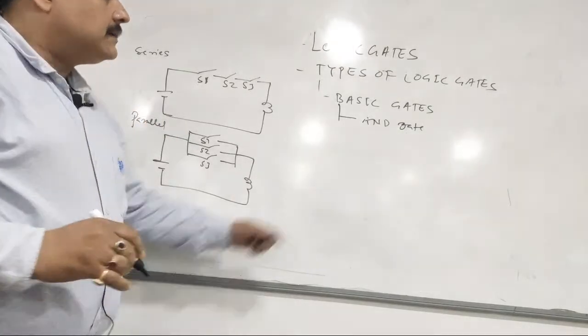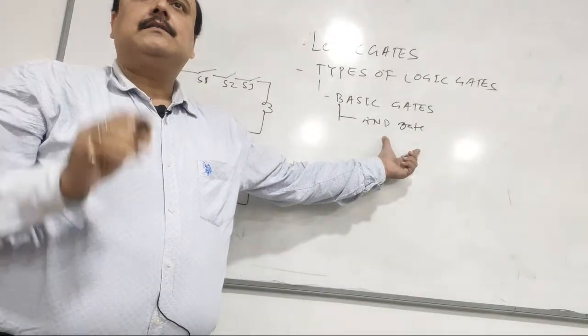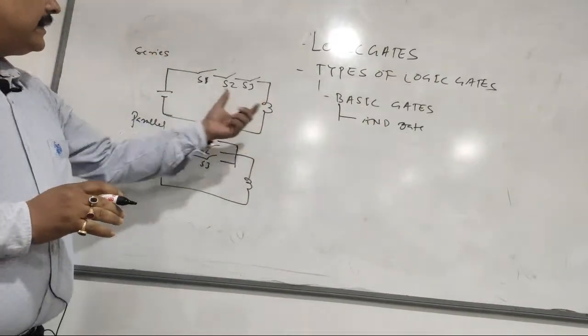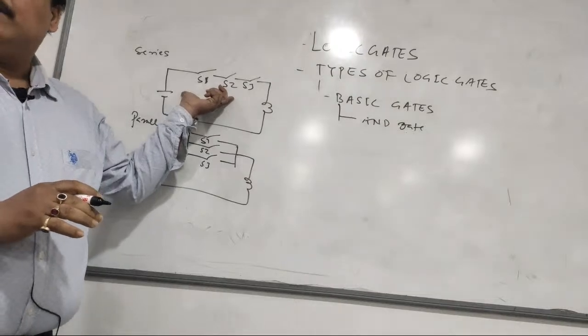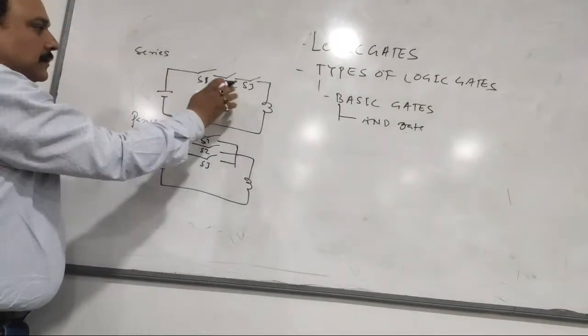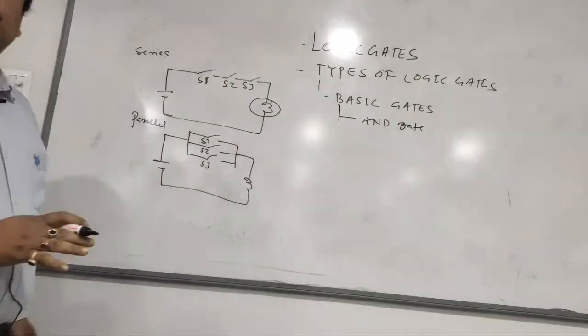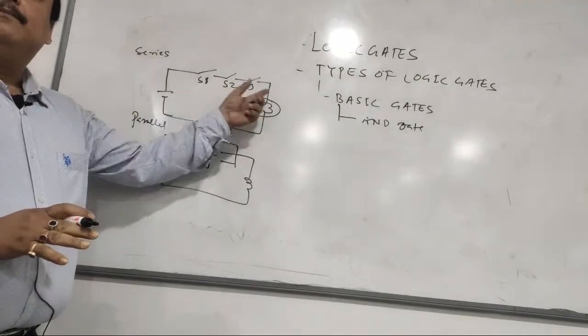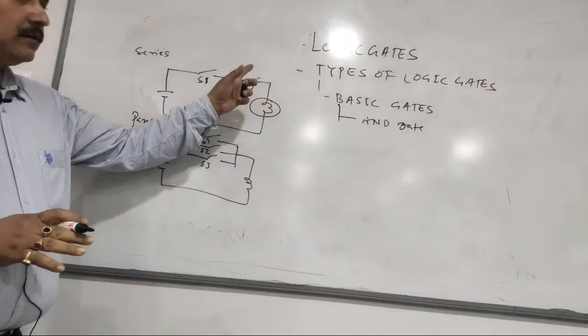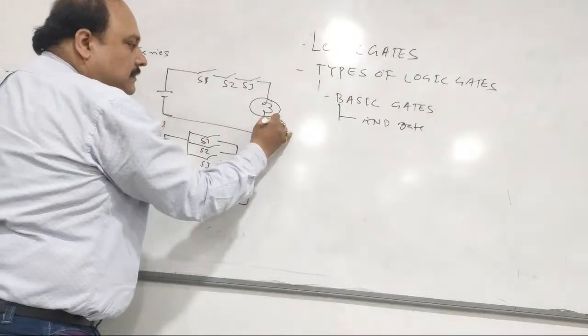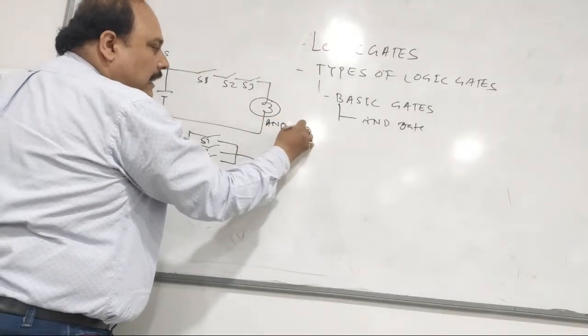Now whenever we discuss the AND gate, just consider what the output conclusion of the AND gate is. For the AND gate, consider this series arrangement of current flow. In a series arrangement of current flow, this bulb is on only when all the switches are on. If any of the switches is off, the bulb is not going to be on. This is equivalent to the AND gate.